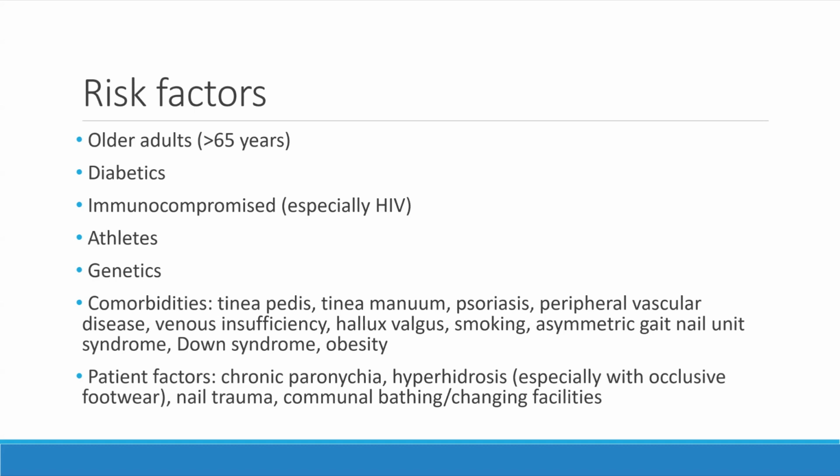Risk factors for onychomycosis: older age, more than 65 years, diabetics, immunocompromised, especially HIV, athletes, genetics, other comorbidities including tinea pedis, tinea manuum, psoriasis, PVD, venous insufficiency, hallux valgus, smoking, asymmetric gait nail unit syndrome, Down syndrome, and obesity. Other patient factors are chronic paronychia, hyperhidrosis, nail trauma, and communal bathing or changing facilities.